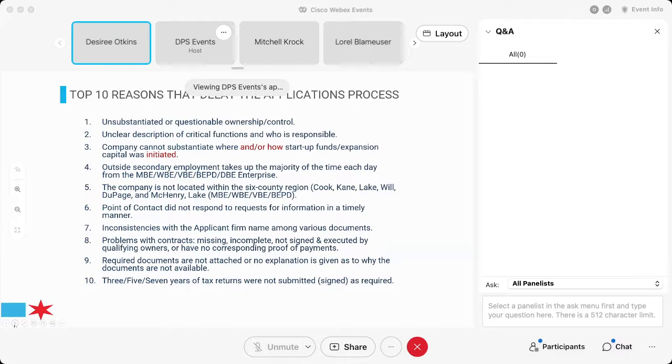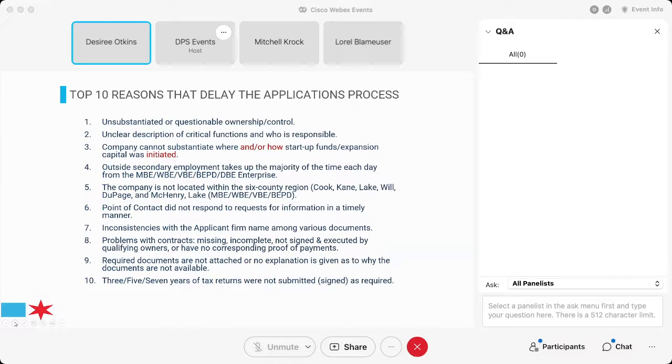It may be whether or not your company is within the 6-county region. It could be inconsistencies within different documents. Who is the owner? How did you get your equity to capitalize your company? What monies were used by which owners? This information is important for us to understand who's doing what. We want to know what the roles are so we can have a clearer understanding of what the company does, how it does what it does, and who's in charge of making sure it happens.